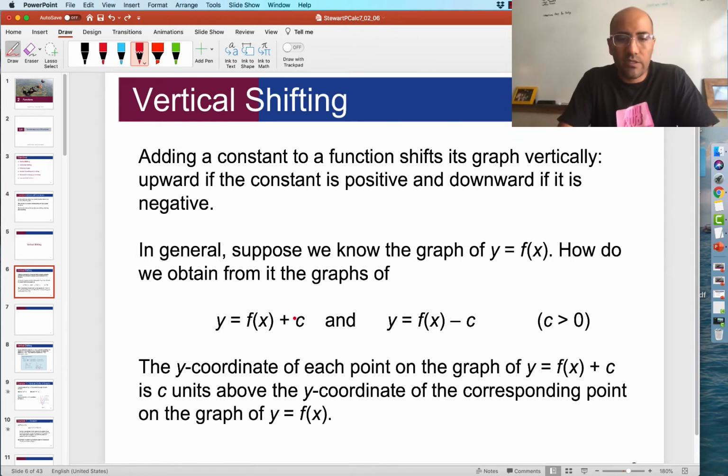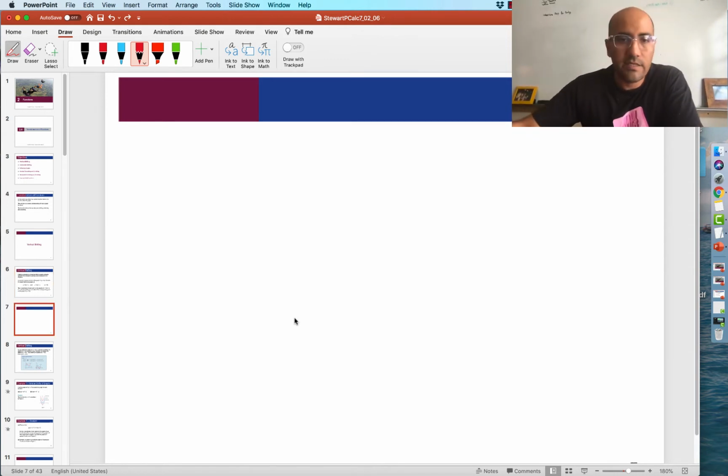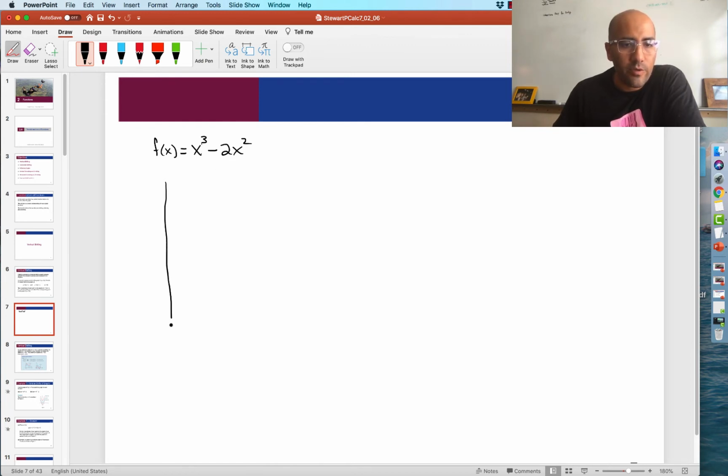Okay, so let's look at a really simple example. Let's say we had f of x defined as x cubed minus 2x squared. Okay, so the first thing we want to do is evaluate this function at various points to start to get a sense of what this function looks like. So we can do that by creating a table and plugging in different values for x, and then having an f of x over here.